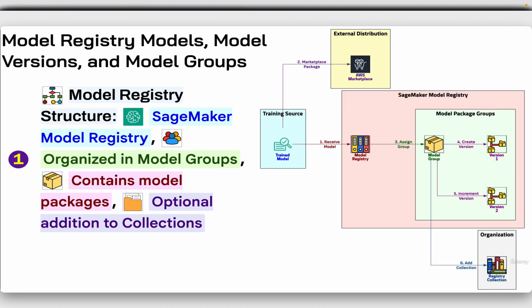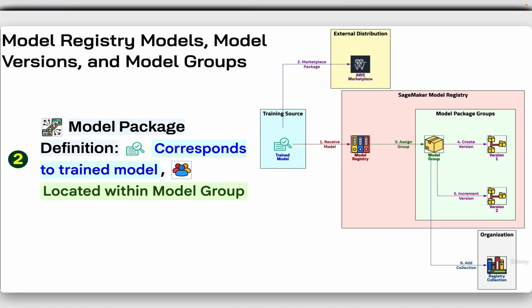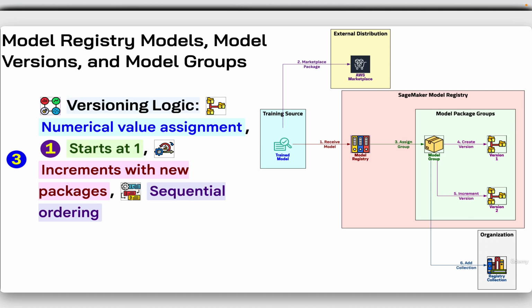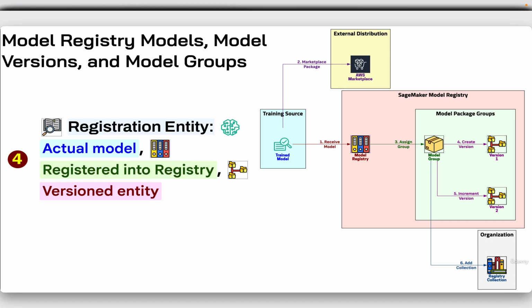Third topic is model registry models, model versions and model groups. The SageMaker model registry is structured as several model groups containing model packages, which can optionally be added to one or more collections. Each model package defined within a model group corresponds directly to a trained model. The versioning logic assigns a numerical value that starts at 1 and increments sequentially with each new model package added to the group. A model package represents the actual model that is registered into the model registry as a specific versioned entity.